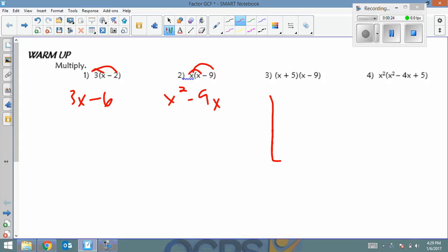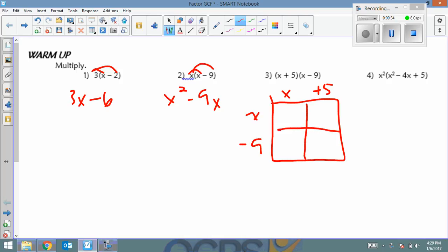It's the box method. We're going to draw ourselves a box. Put x plus 5 on top. x minus 9 on the side. Remember, it doesn't matter what order you put those in. In each box, you're going to multiply.